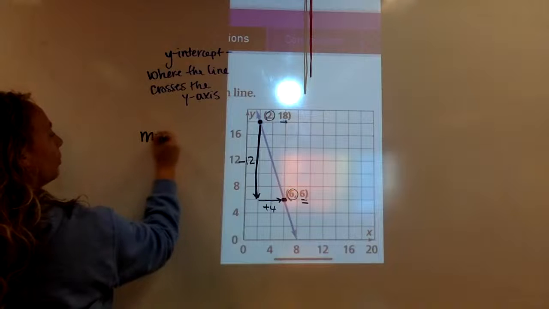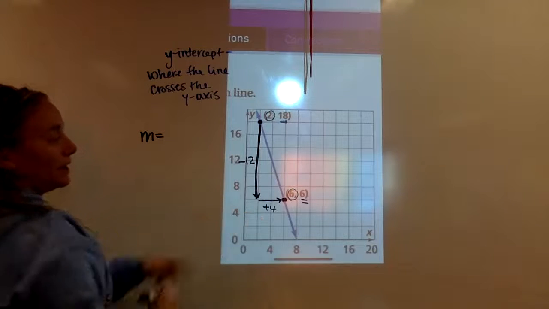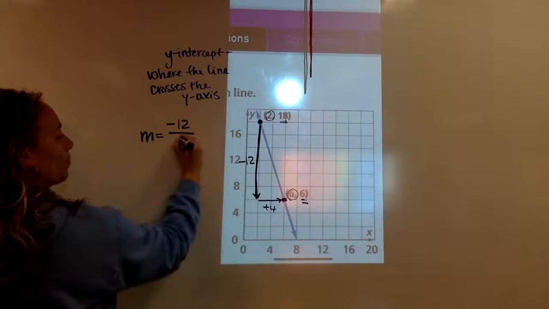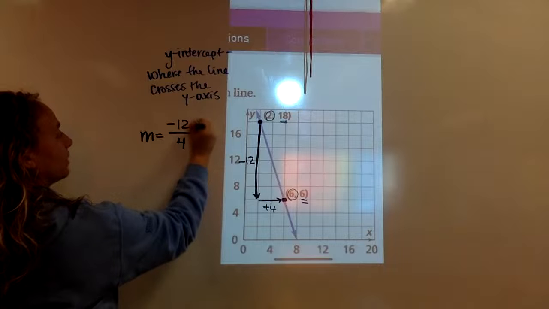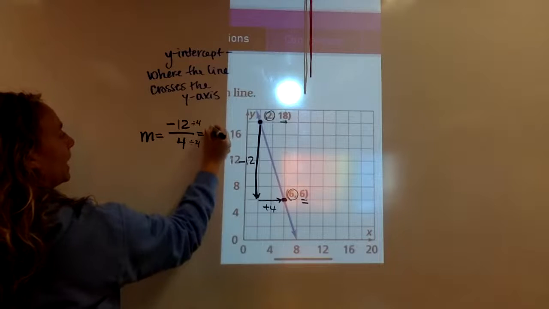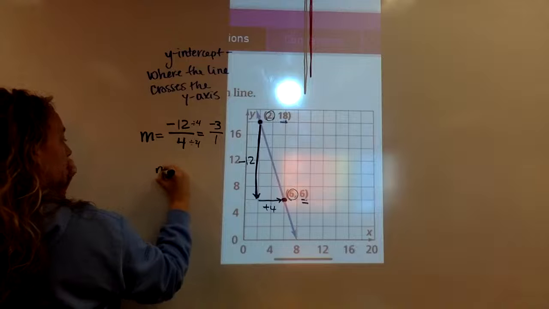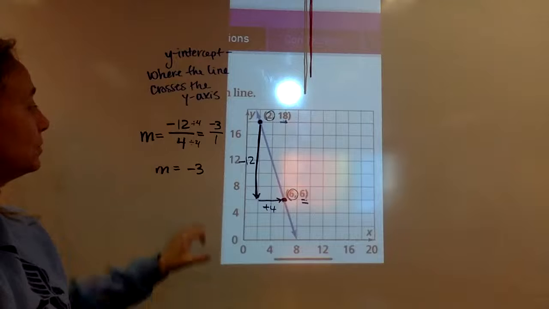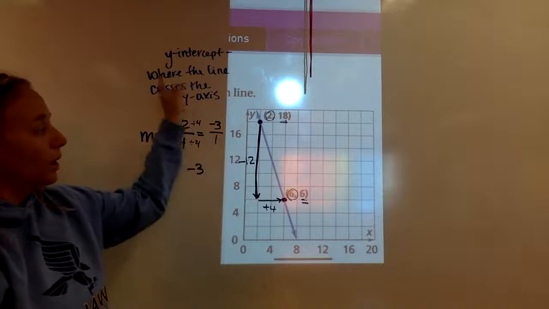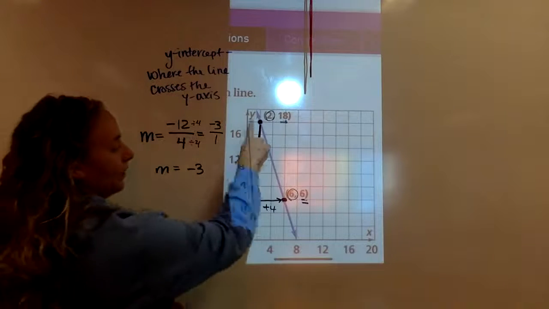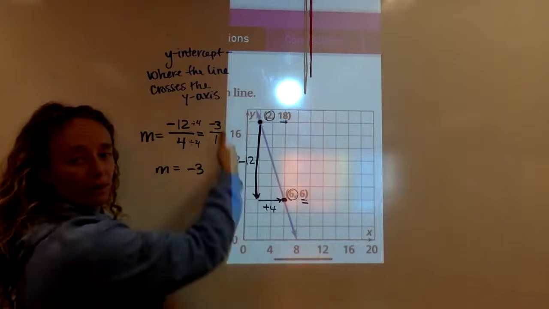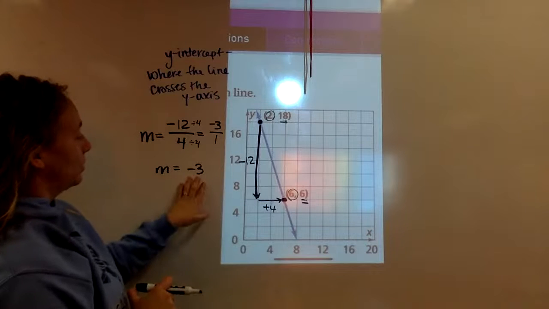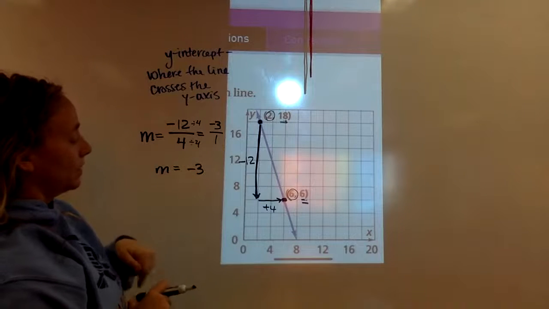So my slope, which is rise over run, in this case it was a drop. So a rise of negative 12 over a run of 4. I can then simplify by dividing by 4 on the top and the bottom, and I get negative 3 over 1. So my slope is negative 3. Cool. So now I'm going to use this information to work myself backwards to find the y-intercept, because if I go further to the right, I'm getting further away from this y-axis. I need to go further to the left to get to the point where I can see the y-intercept.